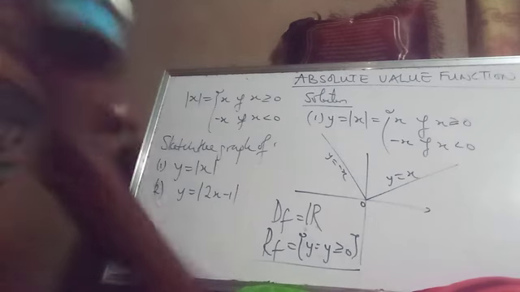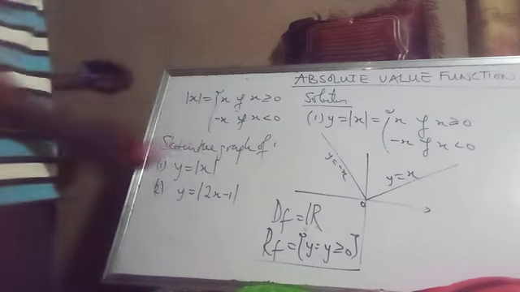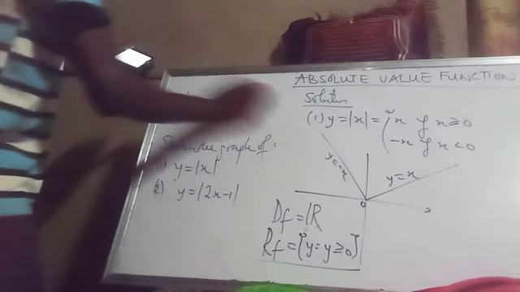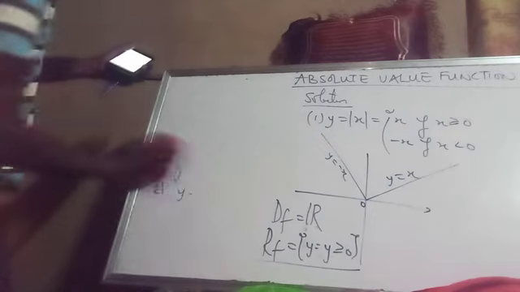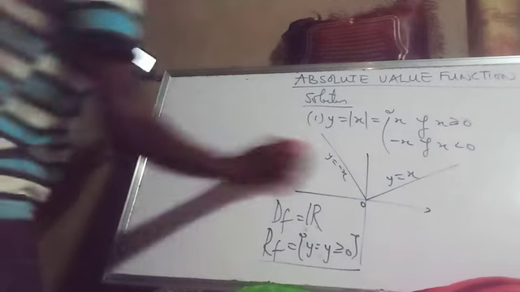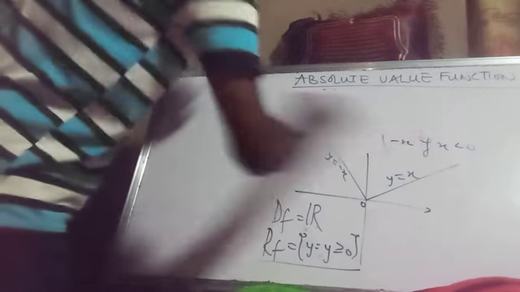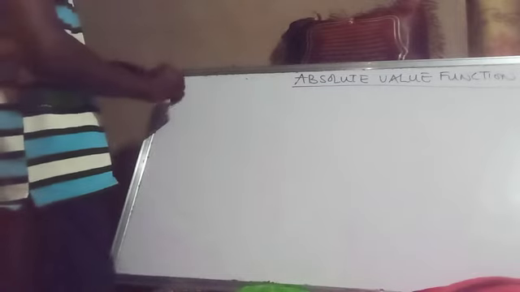Now let's look at the second example. We are done with that. We have sketched what we are asked to sketch. Let's look at the second example. The second example says we should sketch the absolute value of 2x minus 1. That's the second example.